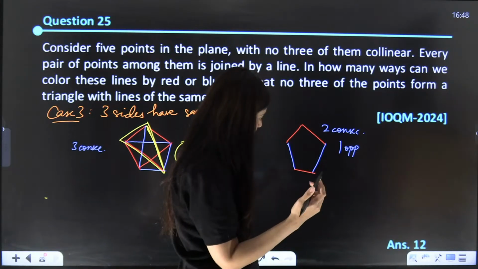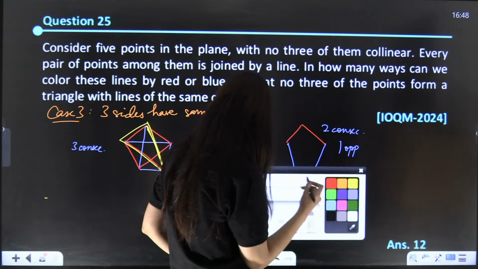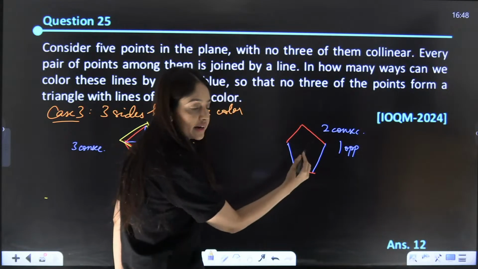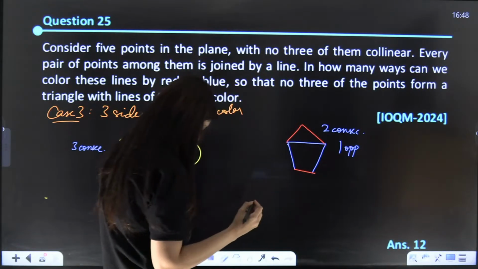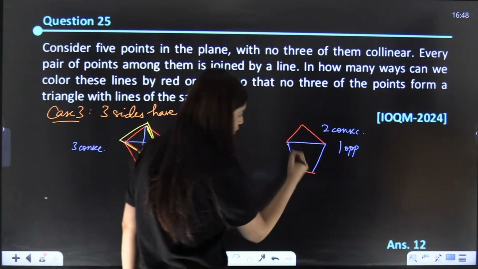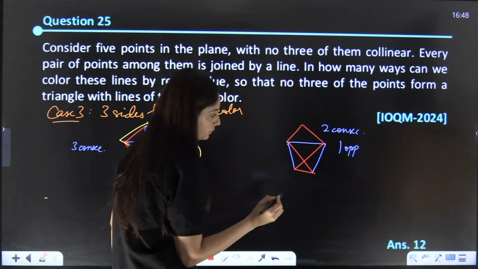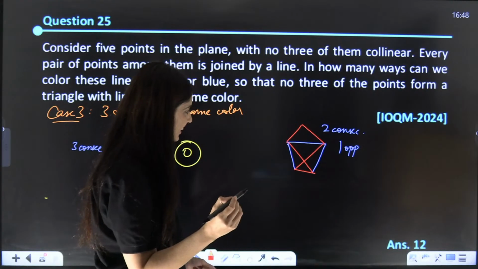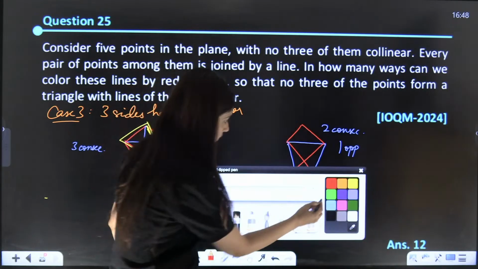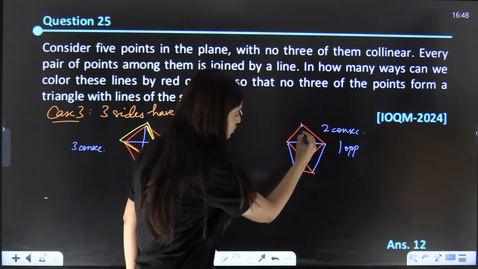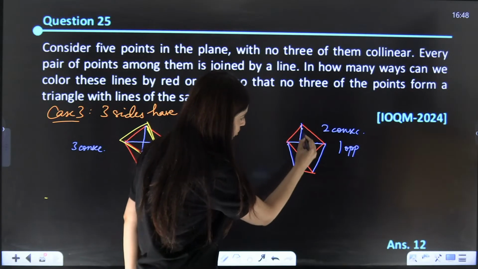How do we color these? We have these 2 as red, so we start with blue here. Now these 2 are blue, so red here. These 2 are blue, so red here. Now these 2 are red, so blue here. These 2 are red, so blue here.